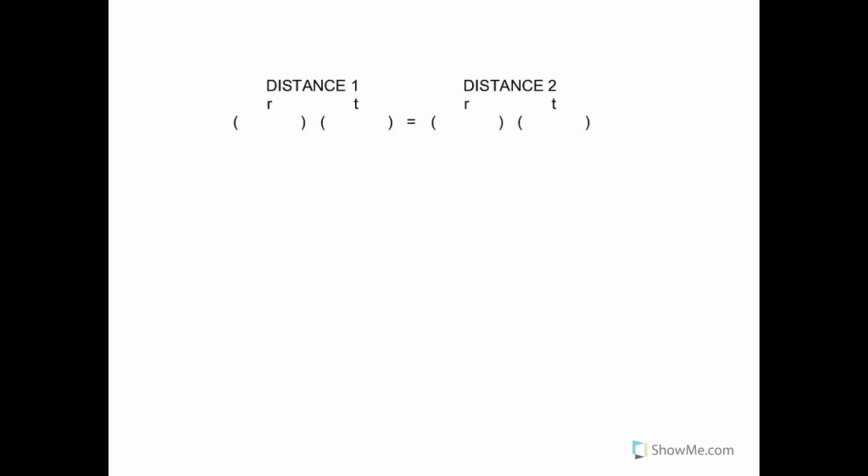Both catching up and there and back problems are equal distance problems. There's two travelers and they've gone equal distances at different rates and times. So this is the structure you can use to solve any of those problems.